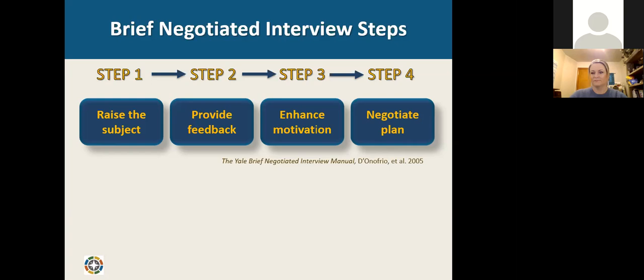First off, we want to raise this subject and talk about it. We're going to introduce it in a way that hopefully individuals are willing or accepting of having that conversation. We want to provide feedback, and this includes giving concrete, correct information about what substances an individual may be taking into their body and how that's affecting their body.